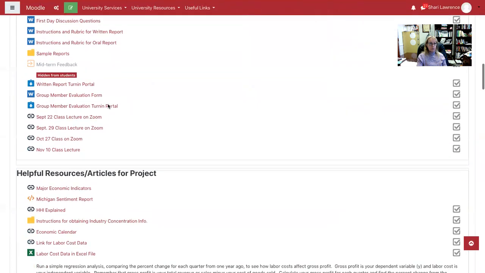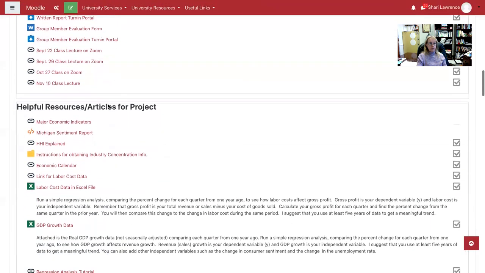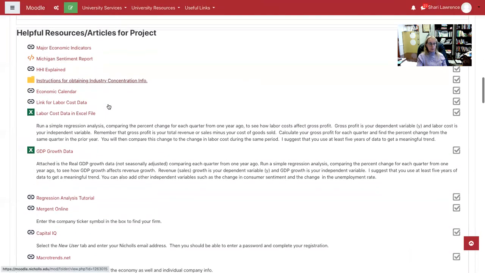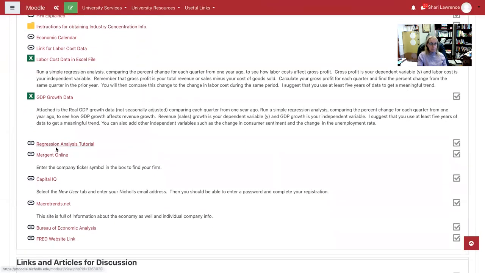All right, so let's see here. Down here are some helpful resources for the project. I think you probably all have a Capital IQ account, but if you don't, this link will help you to get an account set up. You just put in your Nichols email address and set up a password. So you can find company information from Capital IQ. Mergent Online is another one through our library system. You can enter the company ticker symbol in the box and find your firm.